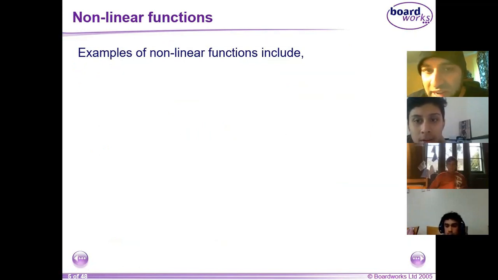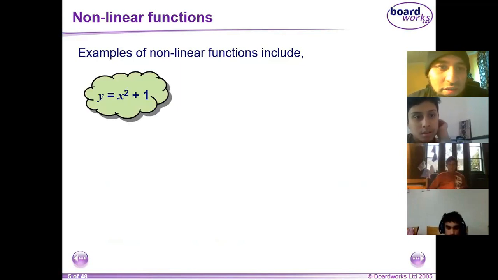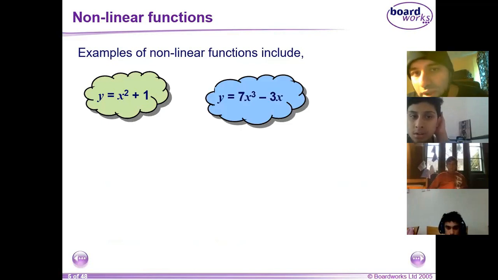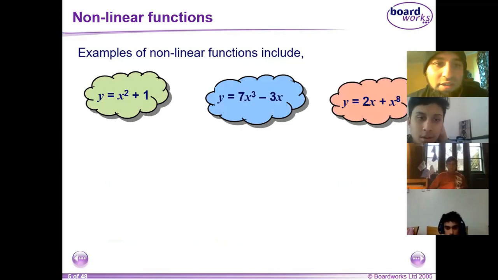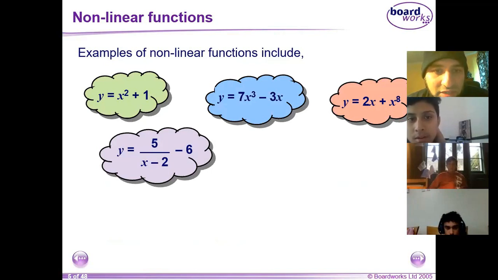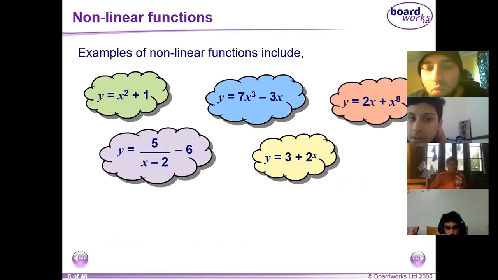If a graph is not a straight line, it will have an equation. And the equations might look something like these. Y equals x squared plus 1. Y equals 7x cubed minus 3x. Y equals 2x plus x to the power of 8. Y equals 5 over x minus 2. Y equals 3 plus 2 to the power of x. You can see here where my arrow is pointing, 2 to the power of x.